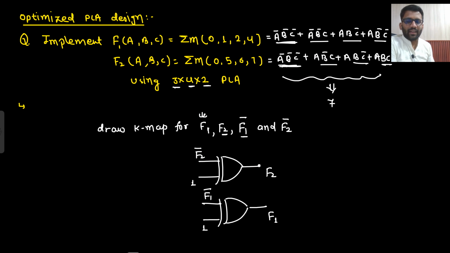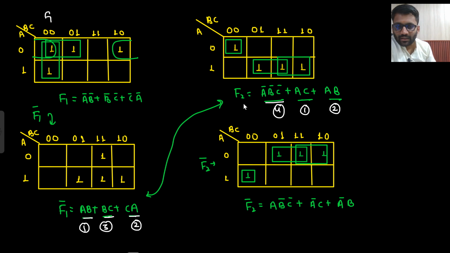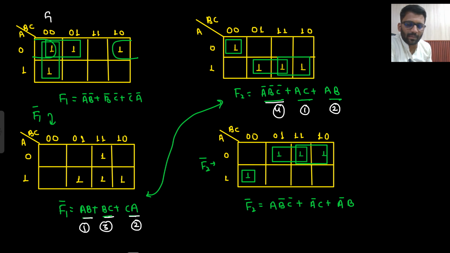So this is having AB, BC, CA, A bar B bar C bar. This is your PLA design. So this OR gate is also programmable. What it is saying is that for F2 I need AC plus AB plus this one. This is what I need for F2, and for F1 what do I need?